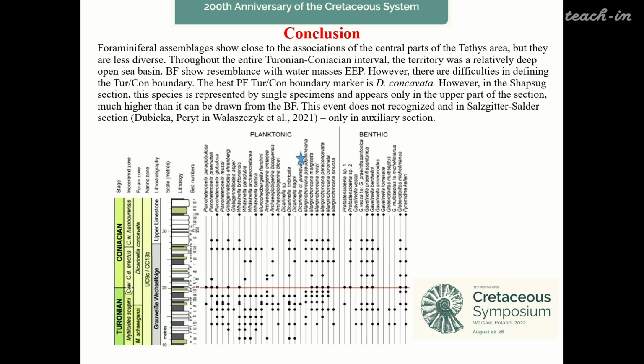However, in the Shapsug section, this species is represented by single specimens and appears only in the upper part of the section, much higher than it can be drawn for the benthic forams. This event is not recognized exactly, and in the Salzgitter-Salder section, you can see this in the section from this publication.